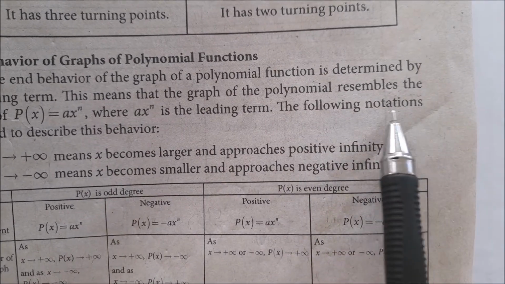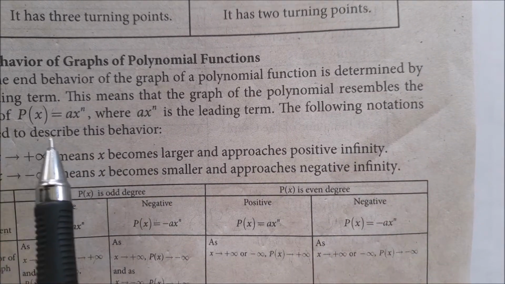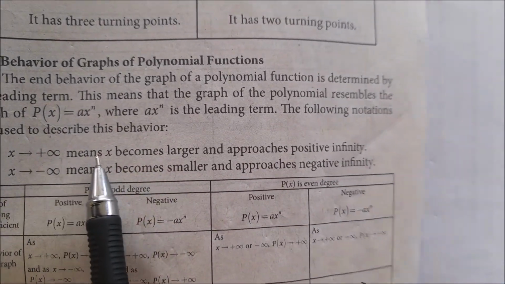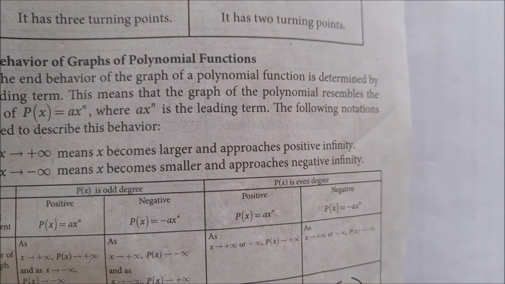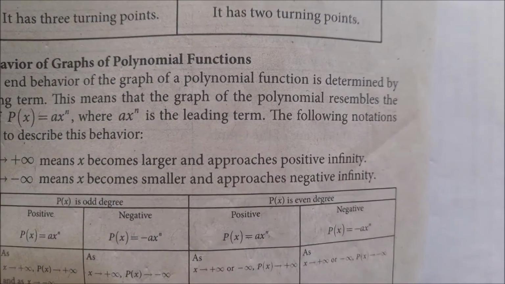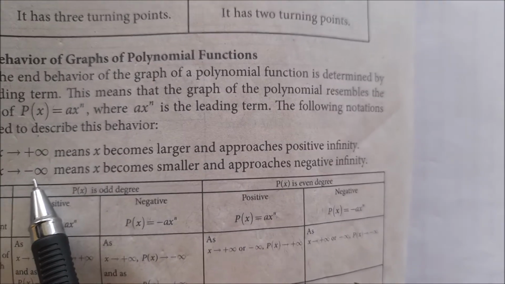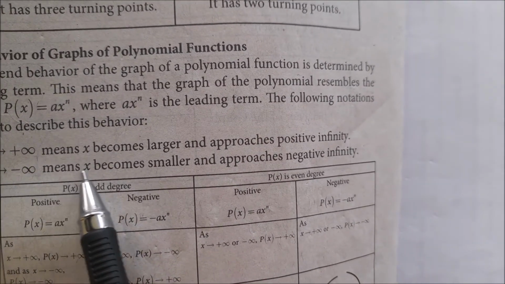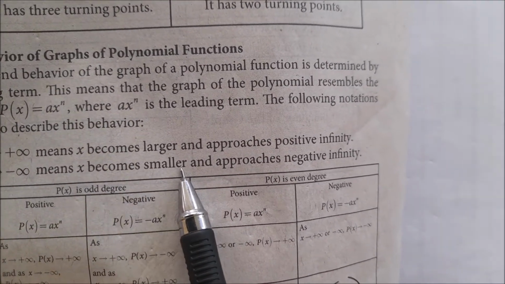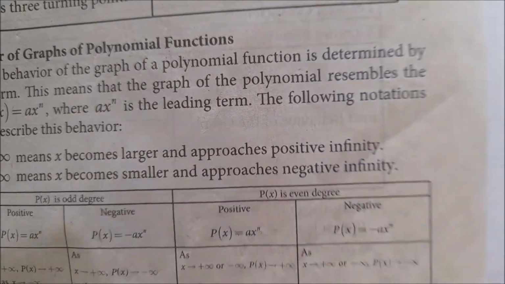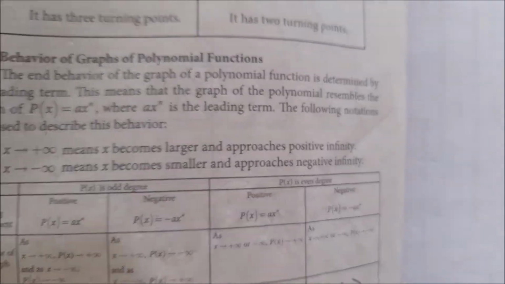The following notations are used to describe this behavior. x arrow positive infinity means x becomes larger and approaches positive infinity. x arrow negative infinity means x becomes smaller and approaches negative infinity.